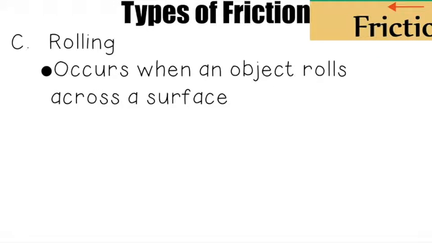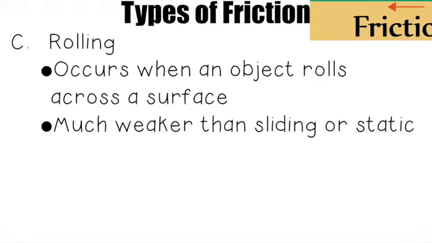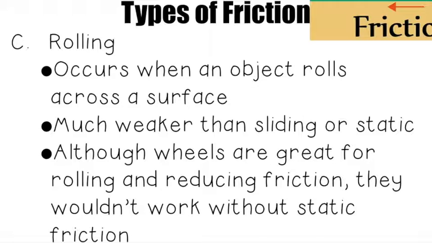Rolling friction occurs when an object rolls across a surface. It's much weaker than sliding or static friction. Although wheels are great for rolling and reducing friction, they wouldn't work without static friction.